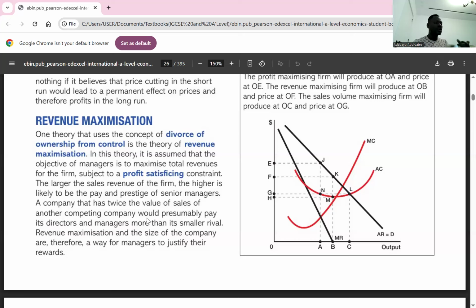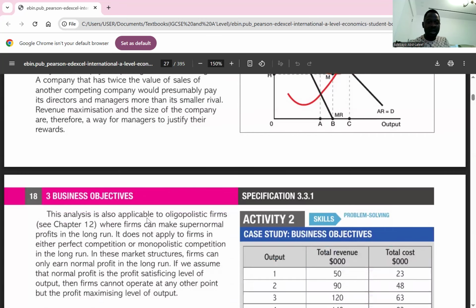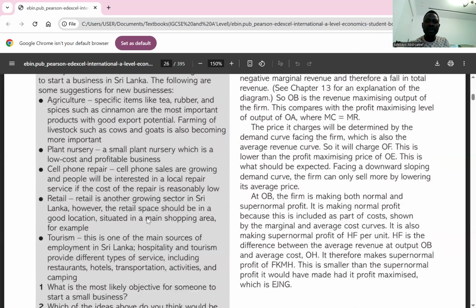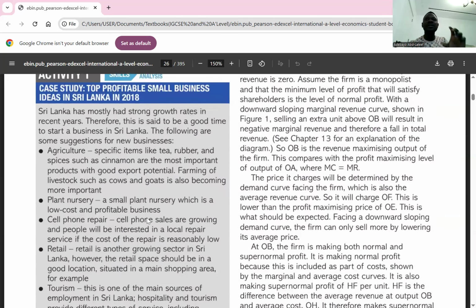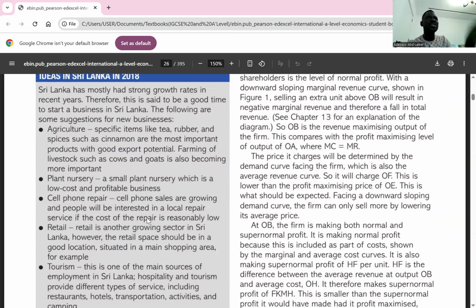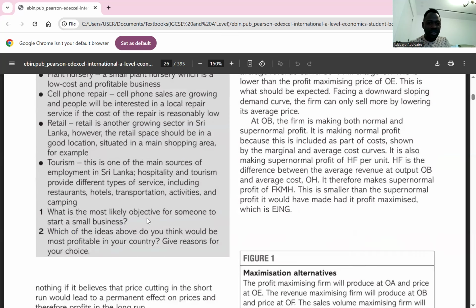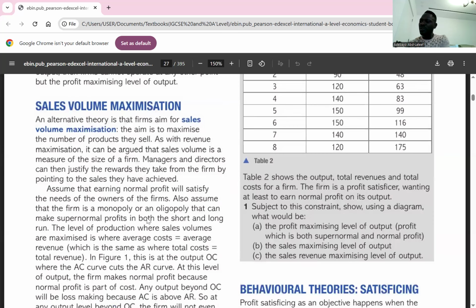For profit maximization, it is the point where MR equals MC. For revenue maximization, it's the point where MR equals zero. And now we go to sales volume maximization. For sales volume maximization, we're simply talking about selling the volume now, not the sales, the volume. And volume is about the size of the organization. So let's read. Sales volume maximization implies ensuring that the number of products sold is maximized. Sales volume can be used to measure the size of a firm.